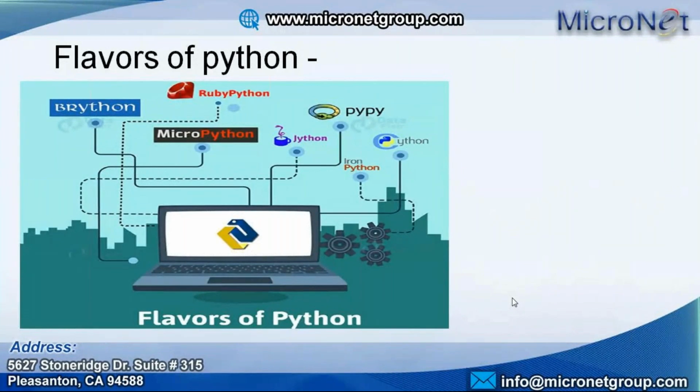So if you are comfortable with C language and you want to use it, with the help of Python you can integrate the functions of C language, and also use the functions present in the libraries of the Python language. JPython is specific to Java. Ruby Python is specific to the Ruby language, MicroPython is for microcontrollers, and Iron is for C sharp. So these are the different flavors of Python.